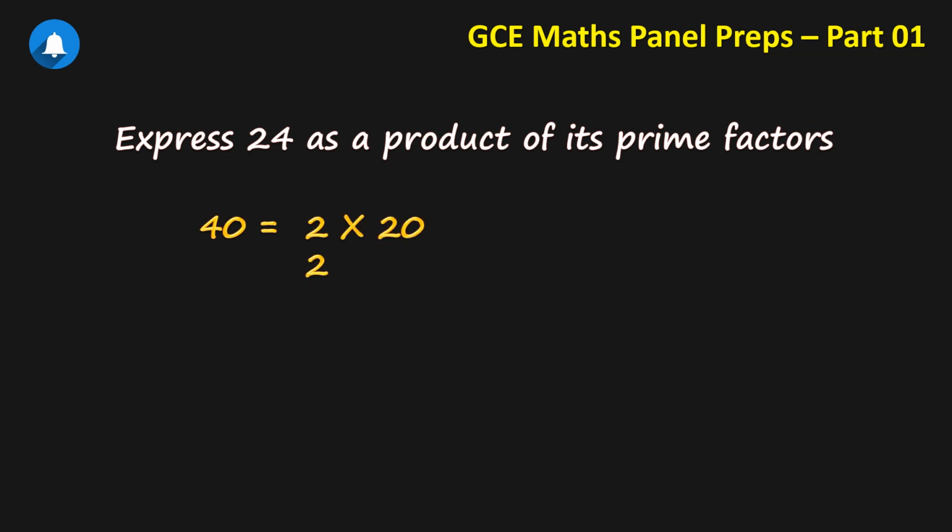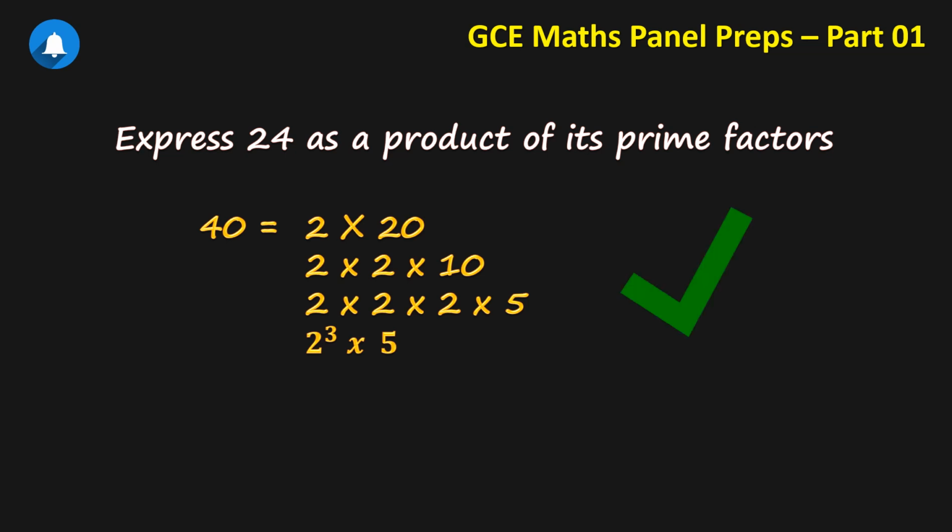40 will be equal to 2 times 20, and that will be equal to 2 times 2 times 10. 10 can be broken down to 2 times 5, and finally 40 is 2 to the power 3 times 5, as a product of its prime factors.